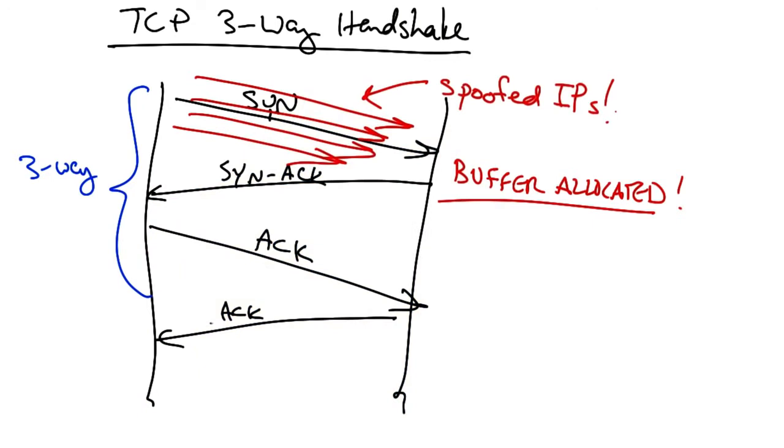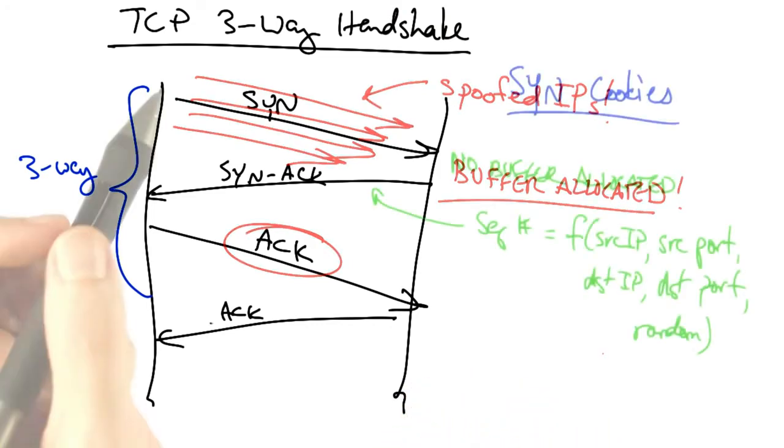So in other words, the client has absolutely no accountability and no obligation to return to send the final ACK, and yet can cause the server to allocate resources. This is a problem, and the solution to this is called SYN cookies.